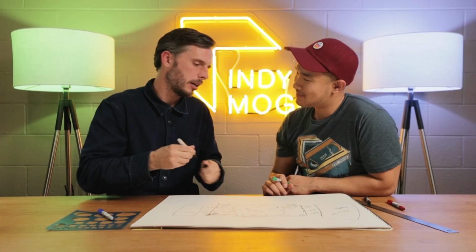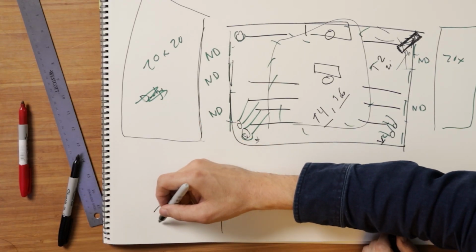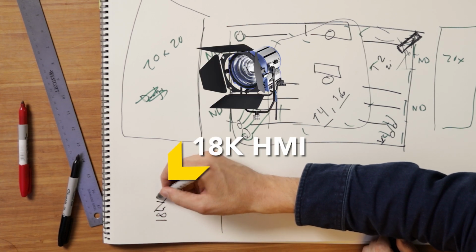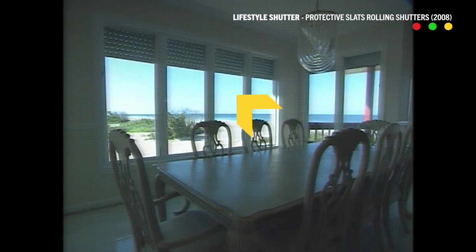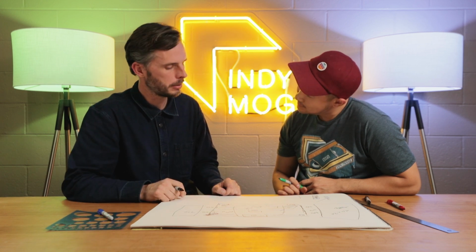And that was done on one of the windows in the background. We had a big crane here, and I think we had an 18K HMI, which was controlled with a shutter. It's like blinds. So at a certain point, they open up and the sun dims up and comes and hits the background.